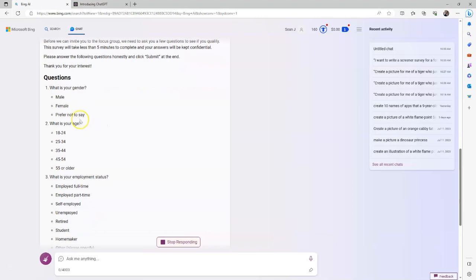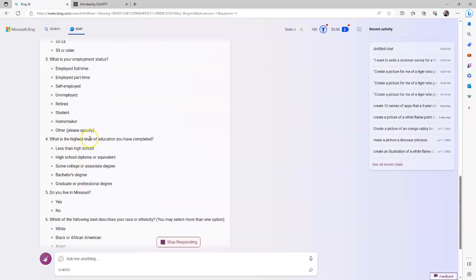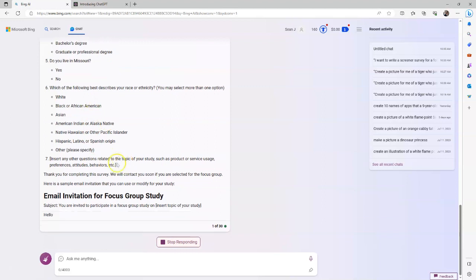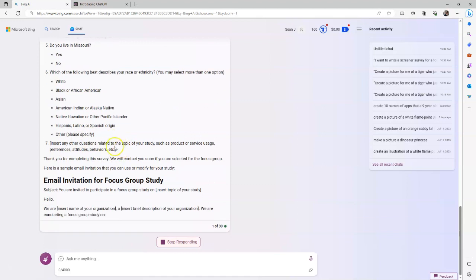So look, right away it's already writing questions in the format that we would use in a screener. What's your gender? What's your age? What's your employment status? What's the highest level of education you've completed? Do you live in Missouri? Race and ethnicity. And then it's telling me to insert other things.